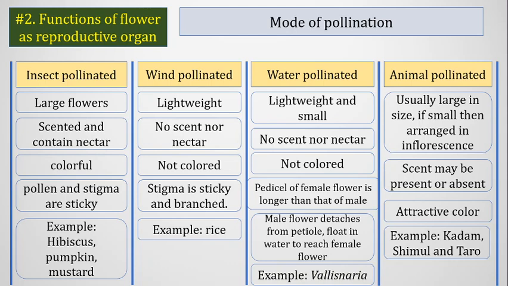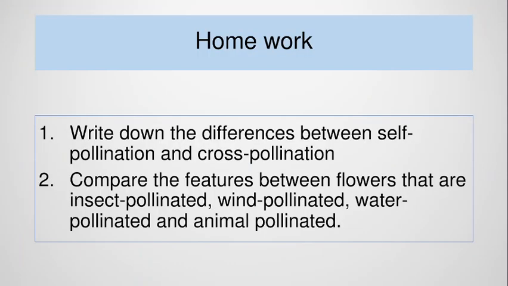And today we have also learned about what is called inflorescence. We have discussed cymose and racemose inflorescence, definite and indefinite inflorescence, and there are some differences between them also. So today your homework is to write down the differences between self-pollination and cross-pollination, and also compare the features between flowers that are insect pollinated, wind pollinated, water pollinated, and animal pollinated.